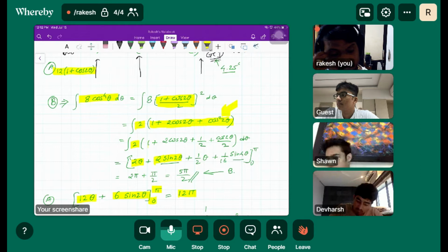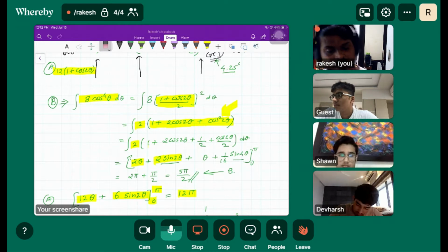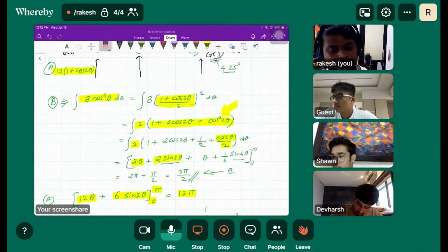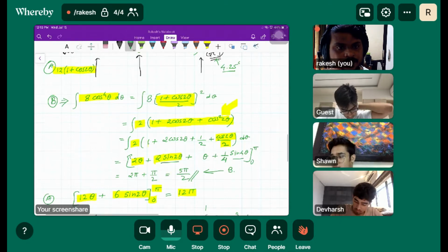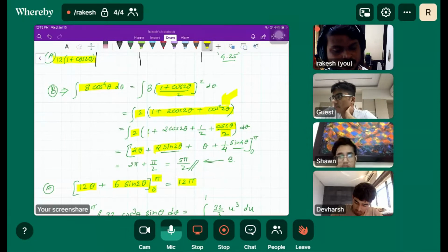This 2 will cancel out, so I should not write half here. That would be just theta. Integration of 1 is theta, right? And cos 4 theta by 2, 2 will cancel out. So integration of cos 4 theta is sine 4 theta by 4. So this should not be there, it should be just 4. Right? Are you guys following here? Are you with me here? Okay. So the integration of cos 4 theta by 2 into 2 cancel out is sine 4 theta by 4.